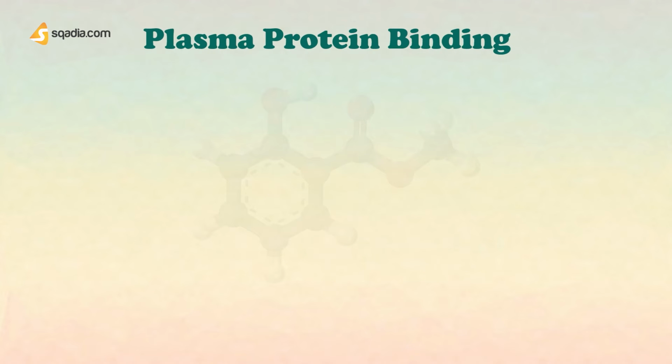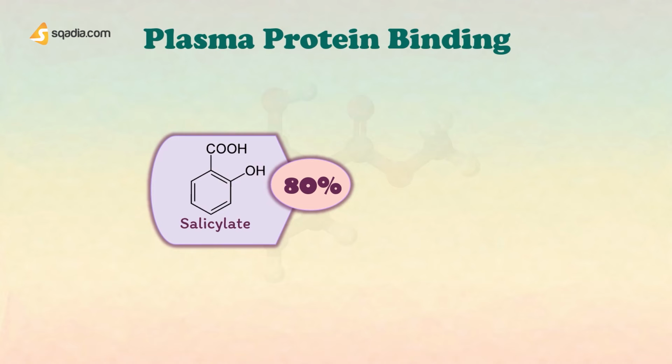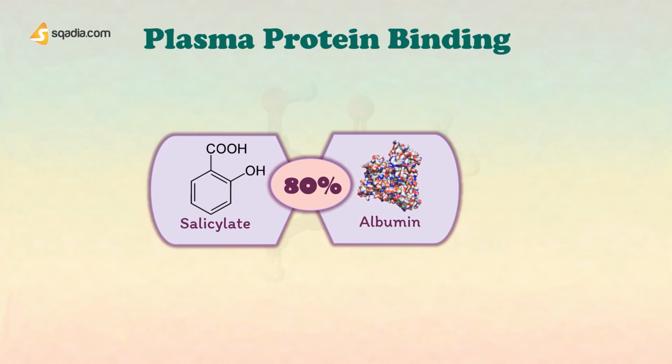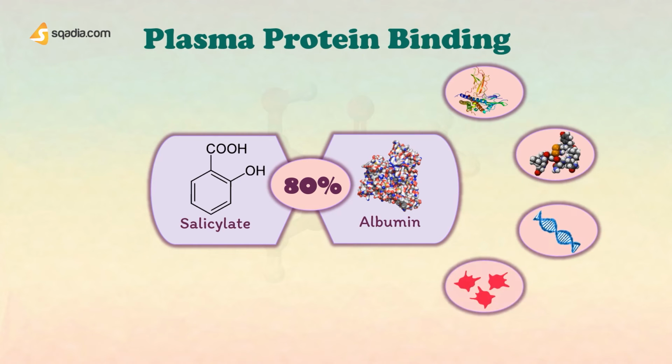If we talk about plasma protein binding, 80% of the normal therapeutic concentration of salicylate, that is the active metabolite of acetylsalicylic acid, binds to plasma protein, particularly albumin. Albumin is a protein that is found in the liver, while acetylsalicylic acid itself binds negligibly. Acetylsalicylic acid has the ability to bind and acetylate many proteins, hormones, DNA, platelets, and hemoglobin.